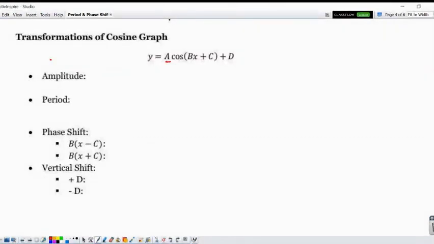Everything works the same with a cosine graph. We have two possible vertical changes. Our amplitude would be the absolute value of that a value in front, plus d. The midline moves up d or down.